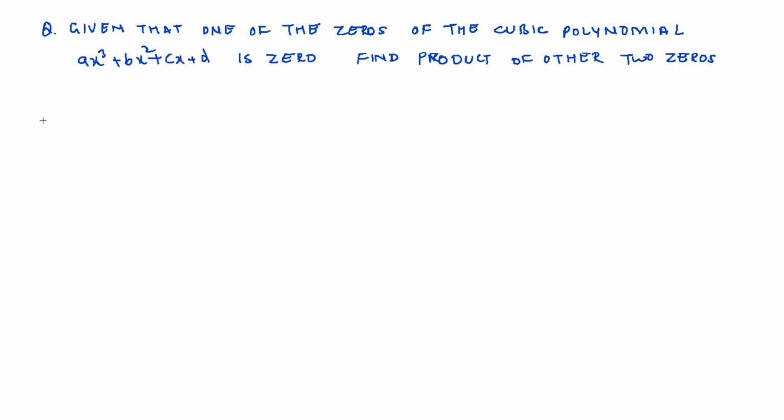Given that one of the zeros of the cubic polynomial ax cube plus bx square plus cx plus d is 0, find the product of the other two zeros. Let me explain this statement. Now I have a general cubic polynomial, and it has three zeros. One is alpha, one is beta, one is gamma. If one zero is equal to 0, it means if alpha is equal to 0, then I am to find the product of the other two zeros. Now let me write it. Let alpha, beta, gamma be the three zeros of a cubic polynomial, and let alpha be equal to 0.